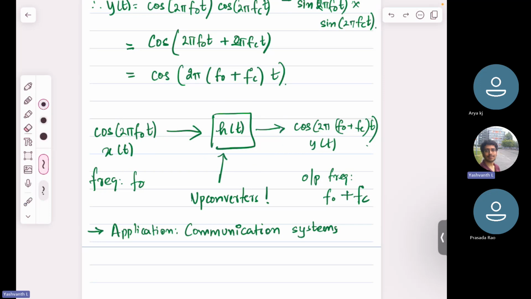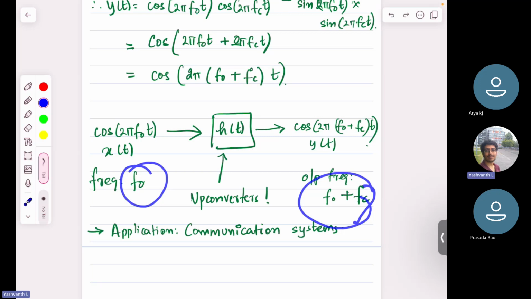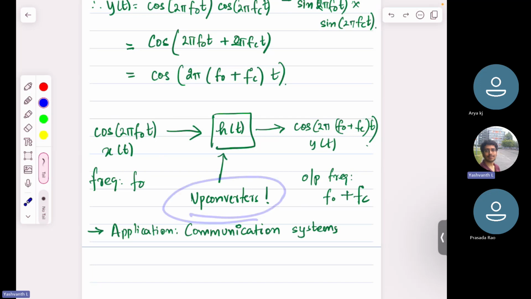It will then do a down conversion. Similar to how there is a system that converts f naught to f naught plus fc, there is a similar system that converts f naught plus fc to f naught. Okay, so the receiver will do down conversion and then it will decode what the message is. So this is very important. In each of our mobile phones, for example, we have this up converter.